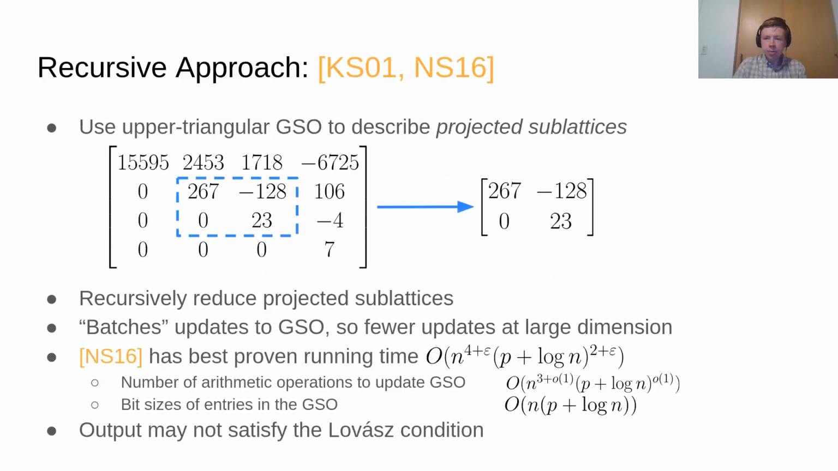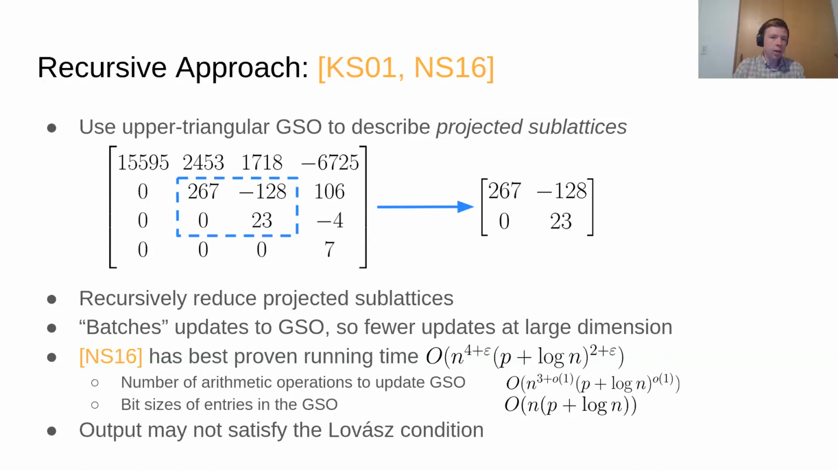All right, so the first one, recursion, I'll just go over at a high level because the precision is more interesting. And I'll just be a little bit loose with the mathematical definitions, so I apologize for some of the informality. But essentially, the Gram-Schmidt orthogonalization gives us this upper triangular structure. And this upper triangular structure allows us to describe projected sublattices, which are a type of lattice where they are projected orthogonal to a few different basis vectors.